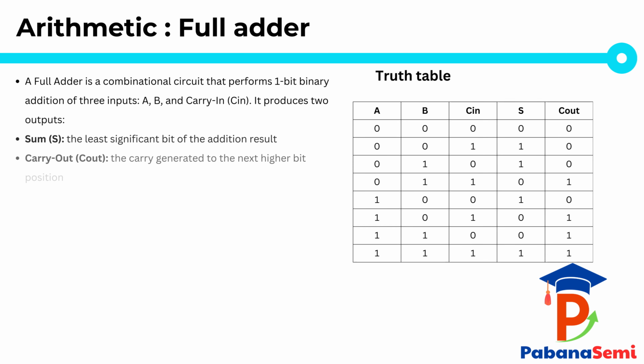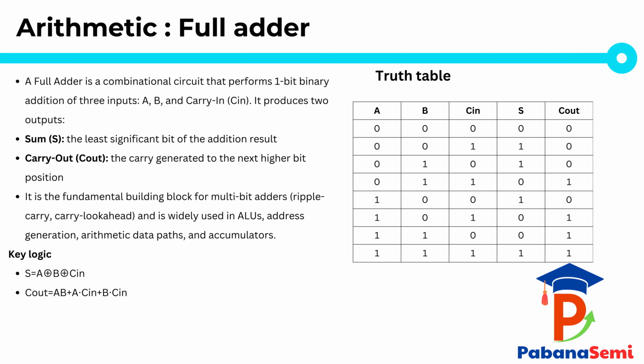A full adder is a combinational circuit that performs 1-bit binary addition of 3 inputs, A, B, and the carry-in, Cin. It produces 2 outputs: sum, which is the least significant bit of the result, and carry-out, which is the carry forwarded to the next higher bit position.